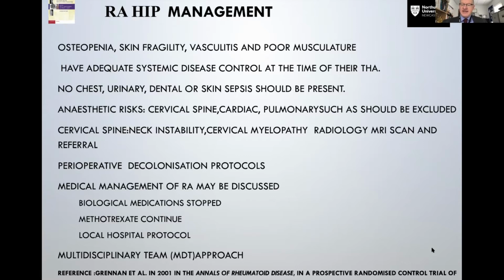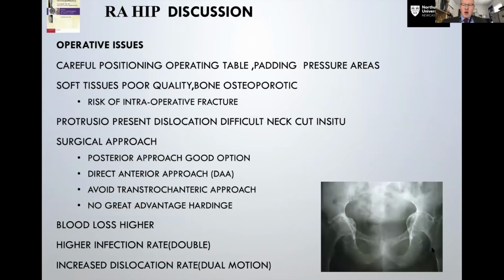Operative issues themselves: you need to ensure careful positioning on the operating table. That's vital due to the poor skin present and other painful joints. Pad all pressure areas, and care must be taken with the neck during patient transfer and positioning. The temporomandibular joint may be diseased, which will make intubation difficult. Bone stock is often very poor, soft and osteoporotic, so great care is needed with dislocation because you may end up causing a fracture.